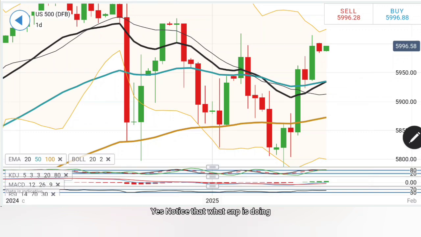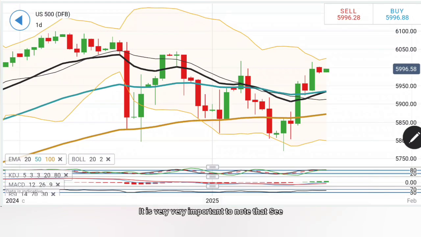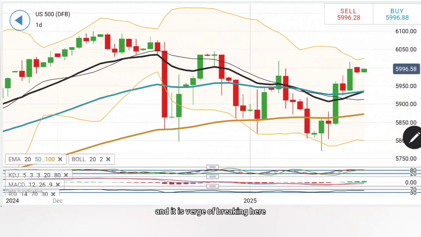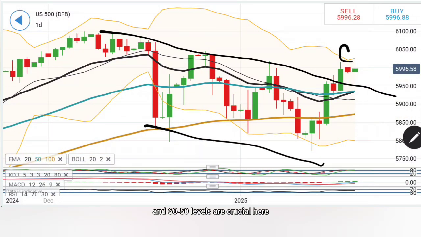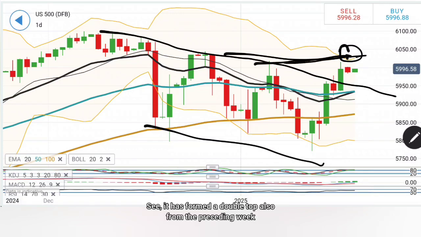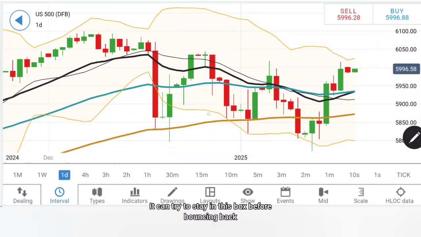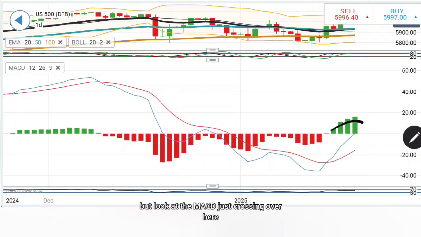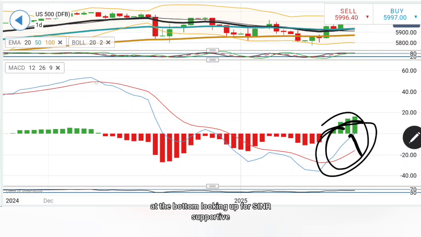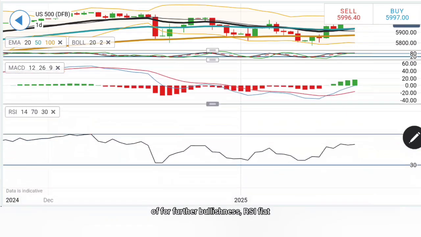Yes, notice that what S&P is doing, it is very, very important to note. See, it has come out of this channel and it is on the verge of breaking here, and that is where 6020 and 6050 levels are crucial here. See, it has formed a double top also from the preceding week. It can try to stay in the box before bouncing back. Yes, things are slightly overbought, but look at the MACD just crossing over here at the bottom, looking upwards. Signs are supportive of further bullishness.